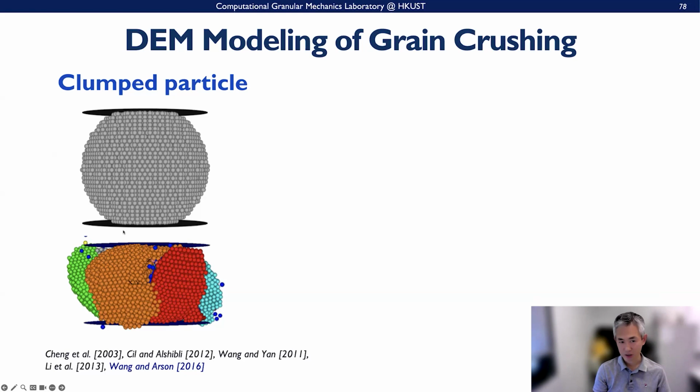People either use clumped particles, where you clump identical sphere particles together using a bonding model and then do all kinds of mechanical tests to crush them. Apparently, this is quite similar to what we have presented before. The computation is quite expensive, and these are essentially approximations, so the crushing behavior and the size distribution are not as realistic.